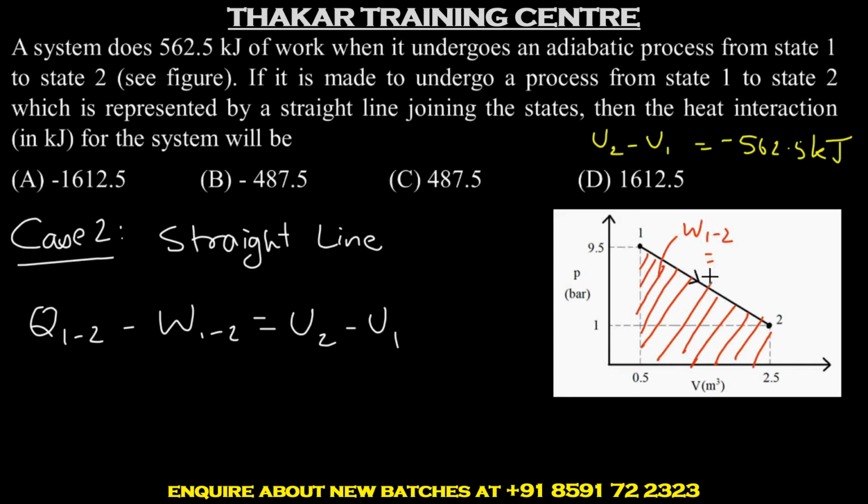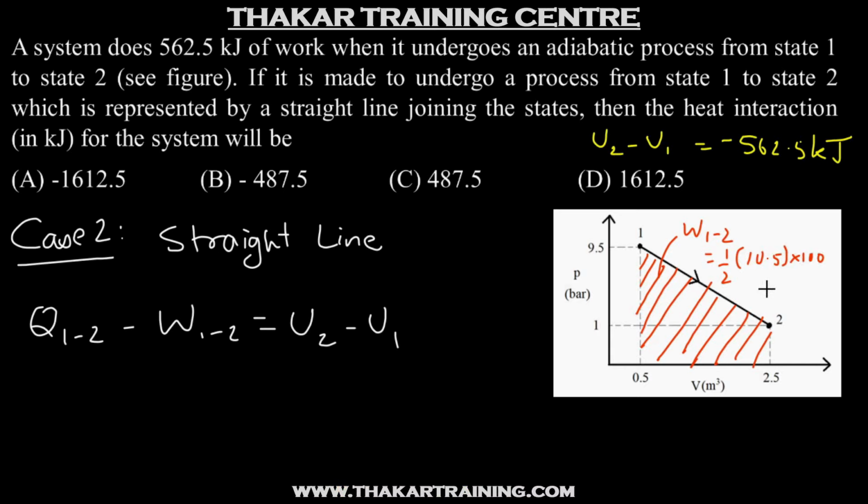And what is it going to be equal to? This is a trapezium, so it is half into the sum of parallel sides, which is 9.5 plus 1, that is 10.5. Now this value is in bar, so we'll multiply it with 100 to convert it to kilopascal. Into, what is the distance between the parallel sides? It is 2. So this 2 and 2 will get cancelled and we will get 1050 kilojoule as the answer. So this is going to be 1050 in kilojoule.